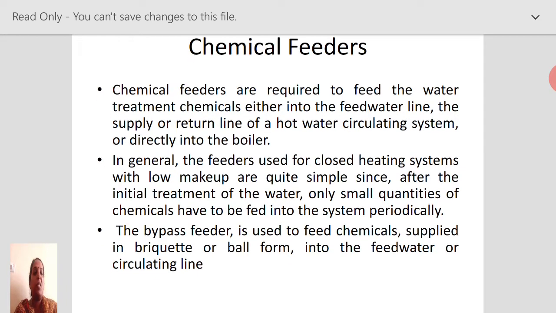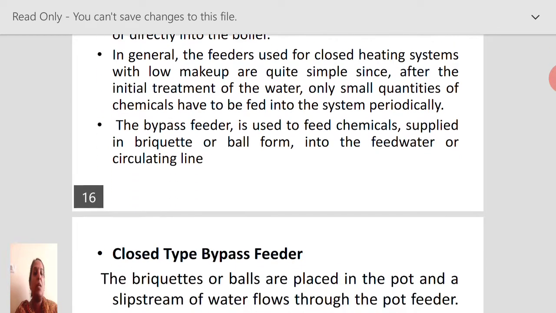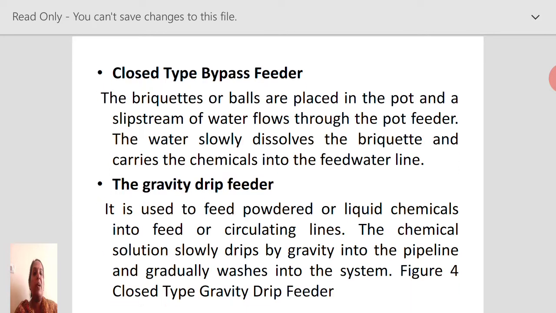The feeders used for closed heating systems with low makeup are quite simple, since after the initial treatment of the water, only small quantities of chemicals have to be fed into the system periodically. The other type of feeder we can use is the bypass feeder, where we can feed the chemicals in the form of briquette or ball form into the feed water of the circulating line. This is one type of bypass feeder, the closed type bypass feeder, where the briquettes or balls are placed in the pot and a slipstream of water flows through the pot feeder. The water slowly dissolves the briquette and carries the chemicals into the feed water line.